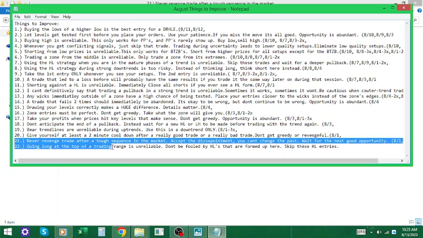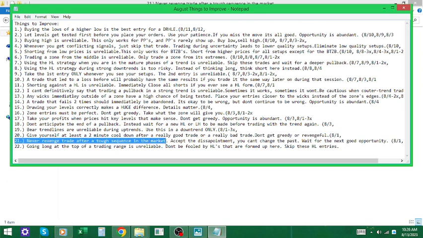Never revenge trade after a tough sequence in the market. Never. Accept the disappointment, man. You can't change the past. Wait for the next good opportunity. It's all good. We talked about that all day today, right? There are always more opportunities. So don't take your L's personally. You got to take L's in the market. It's just a part of the process.